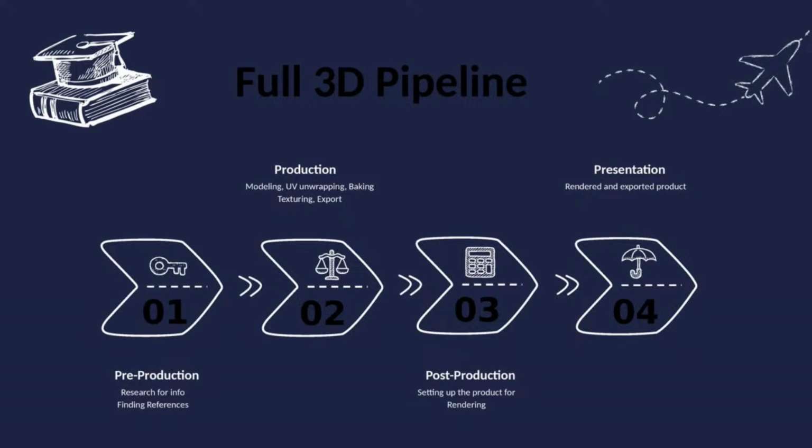For example, in this full 3D pipeline, pre-production is basically researching or preparing everything you need. For example, what software are you gonna use for 3D modeling? So we're gonna be using Autodesk Maya. What are you gonna try to model, or if you have that object that you want to model, what is it made out of? What does it look like? What are the measurements? So on and so forth.